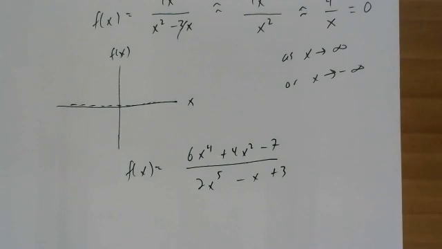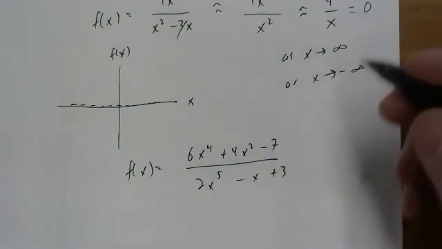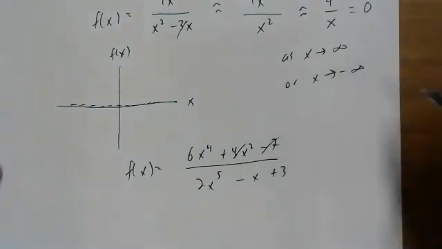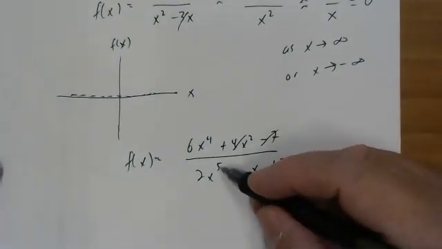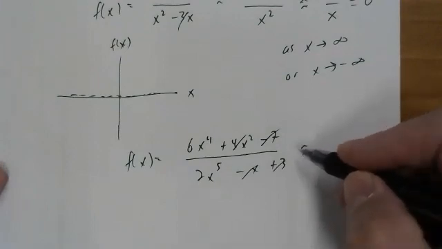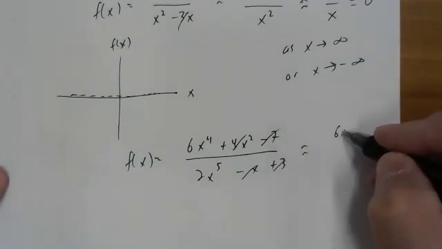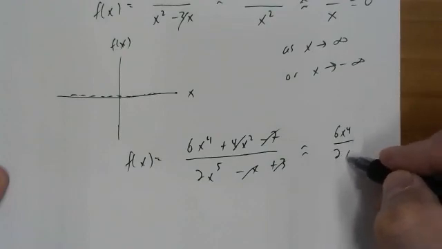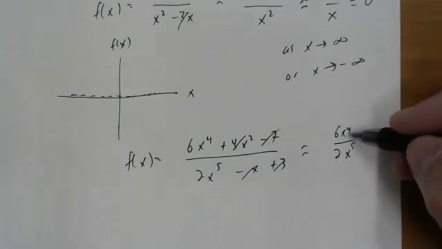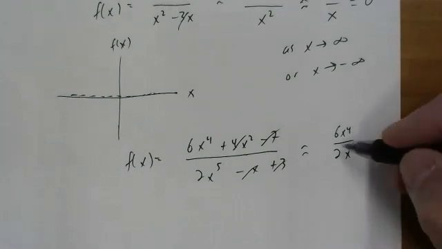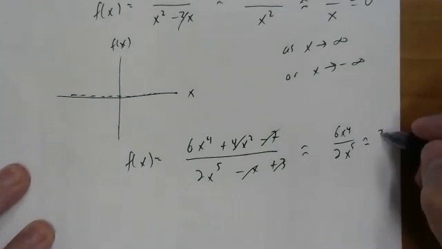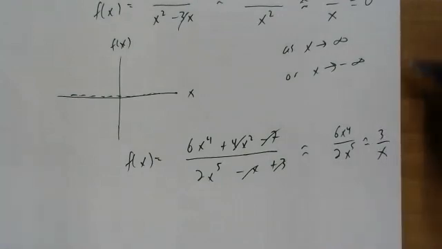Reduce top and bottom to leading terms, cancel, see what happens. X to the 4th is a leading term. I can ignore this on the bottom. X to the 5th is a leading term, ignore this. So I'm going to say this is approximately 6x to the 4th over 2x to the 5th. Now, x to the 4th is canceled on the top and the bottom, and 6 over 2 is 3. So it's like 3 over x.